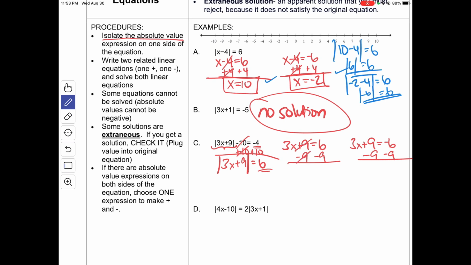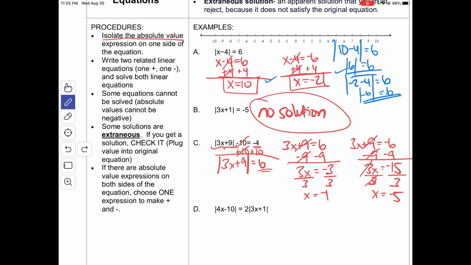9 minus 9 is 0, so I'm left with just 3x on the left side of the equation, and 6 minus 9 is -3 on the right side of the equation. Now, when I divide by 3 to get x all by itself, I get that x equals -1. On the right side of the equation, when I do 9 minus 9, I'm left with 3x on the left side. But -6 minus 9 is -15. That means when I get x all by itself by dividing away 3, I get that x equals -5.